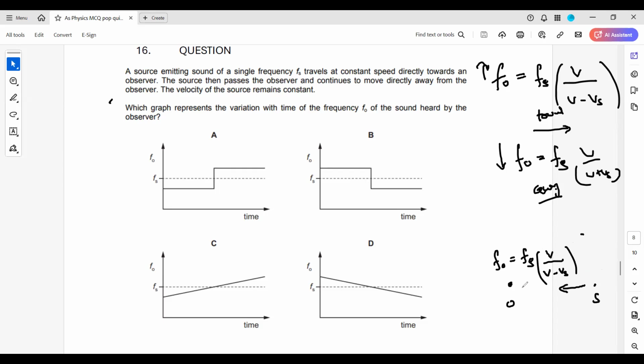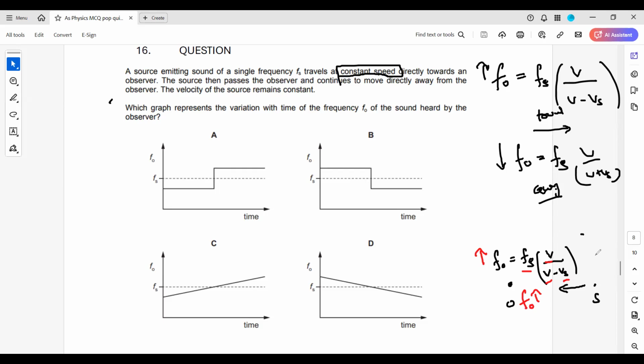In the question, they mentioned that it is moving at a constant speed. If it is moving at a constant speed, this will not change. The speed of the wave is constant, and the speed of the source is also not changing. The observed frequency will be higher, but it will not change over time.